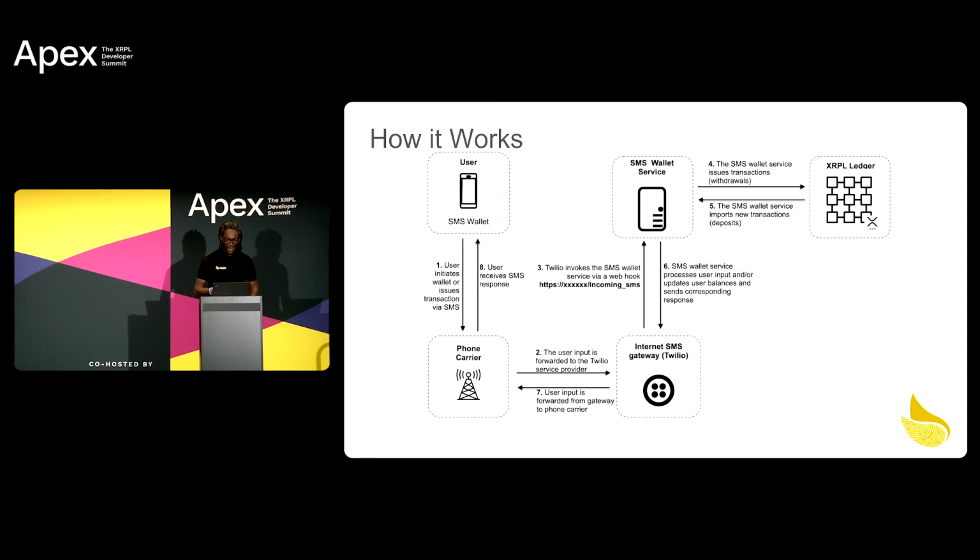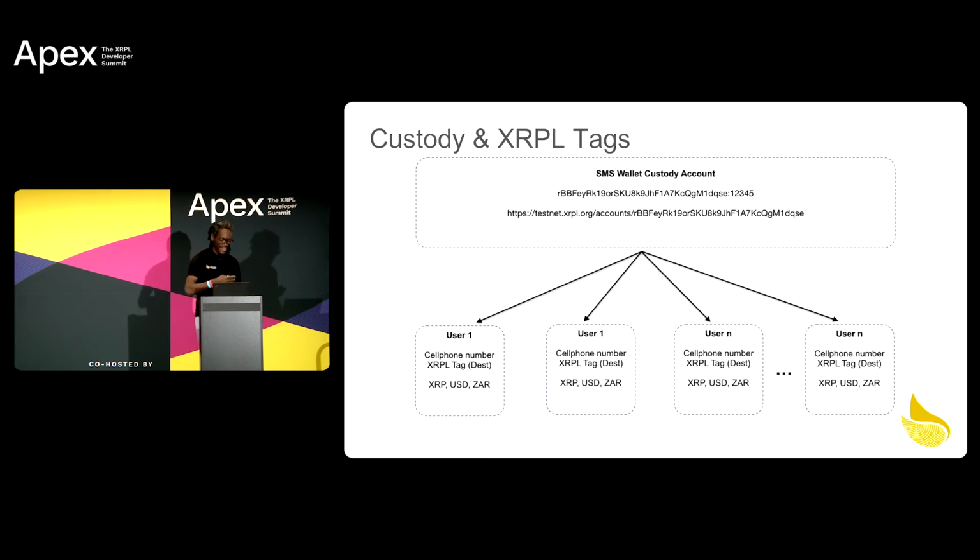So just looking at the XRP side of things, what does this look like? We've got a central custody account, and then we have tags for each user. Whenever a user sends a message for the first time to the wallet, their cell phone number is recognized, then we generate a tag for them, and after that, they can send funds to another user within the system using their cell number or using their tag. That should say user 1, user 2, user 3, user n, but clearly I created this in a rush.